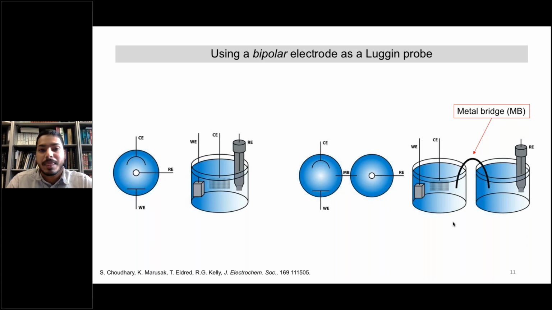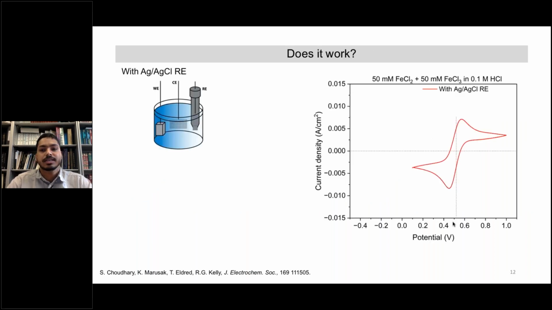Right. So here is a beautiful CV, a cyclic voltammetry curve of platinum in acidic ferric-ferrous solution, using our conventional setup and using an Ag/AgCl reference electrode.